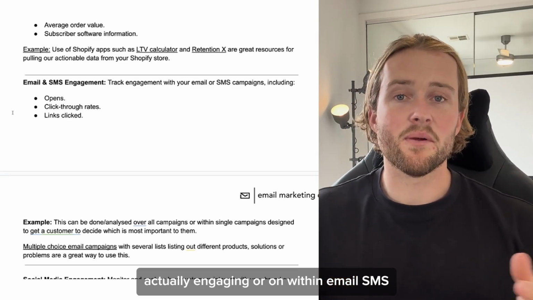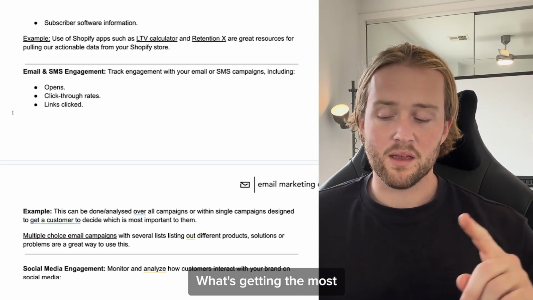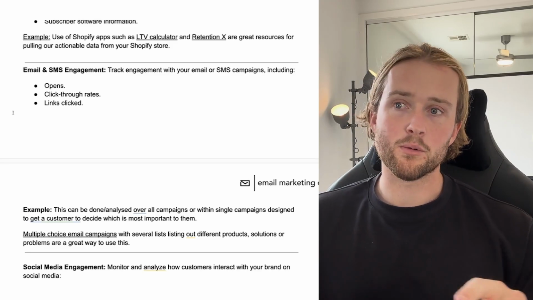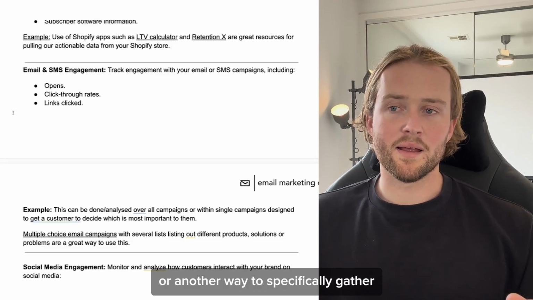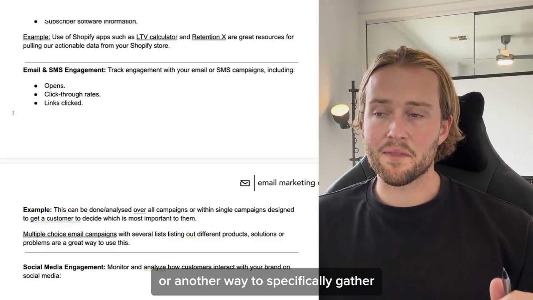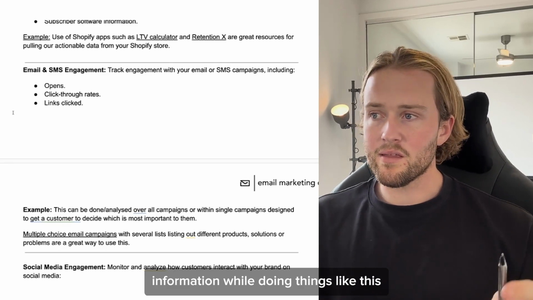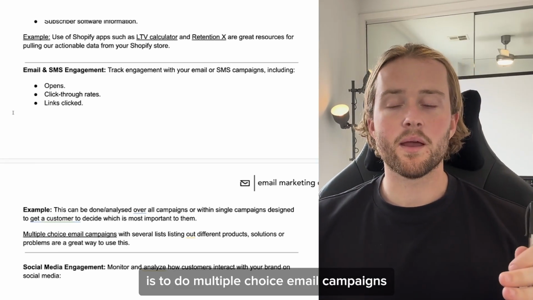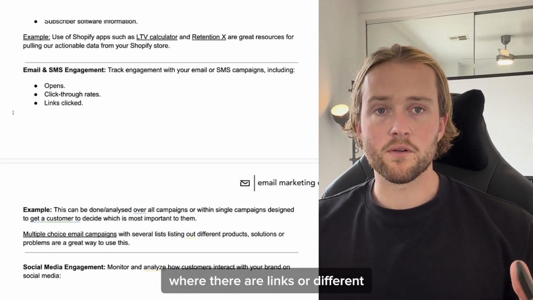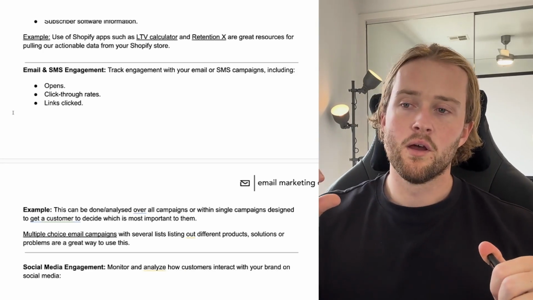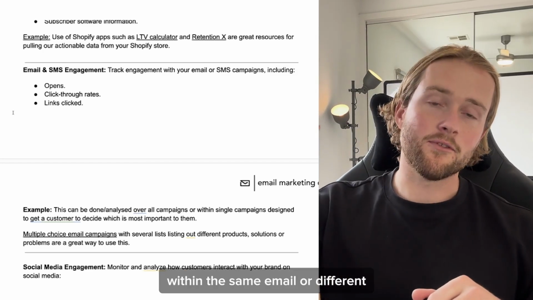Next, another obvious one is email SMS engagement, just looking at what people are actually engaging with within your email and SMS marketing: what's getting the most clicks, the most opens, the most revenue. Plus, another great way to specifically gather information is to do multiple choice email campaigns where there are links or different calls to action to different products, or different benefits, within the same email.